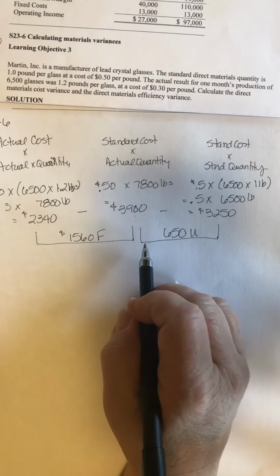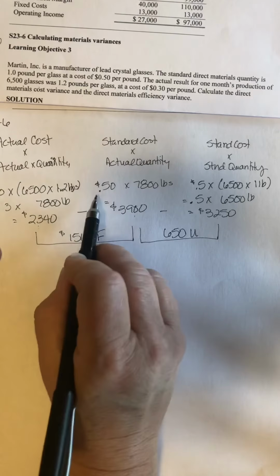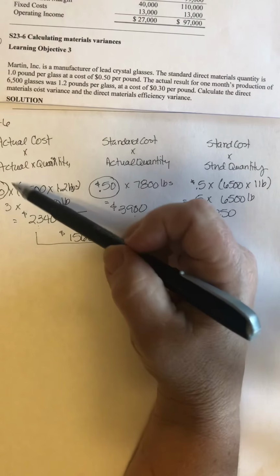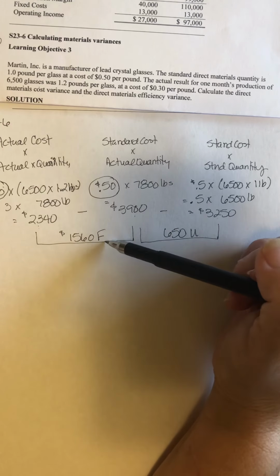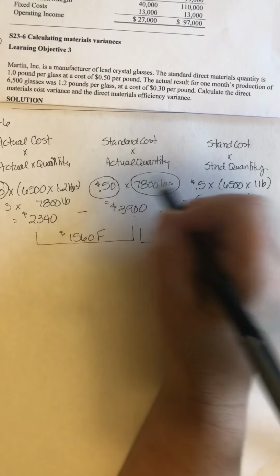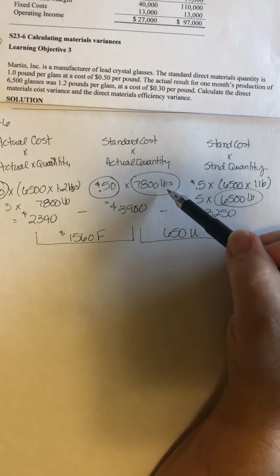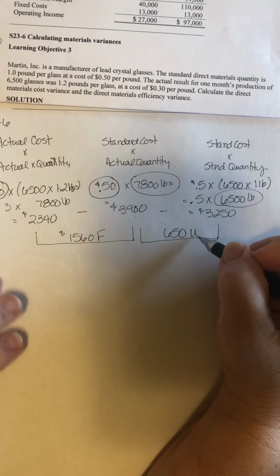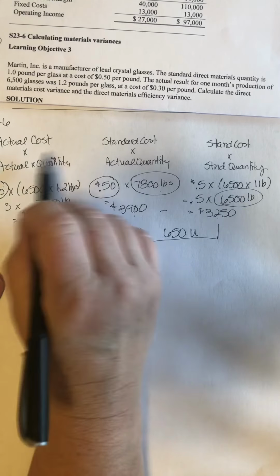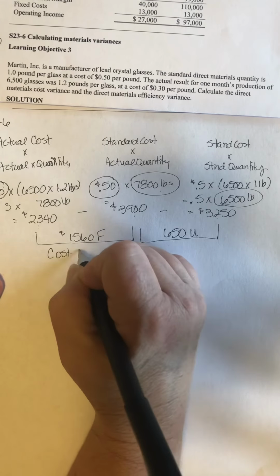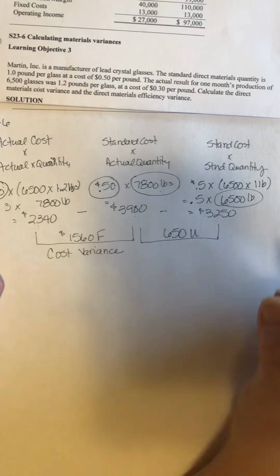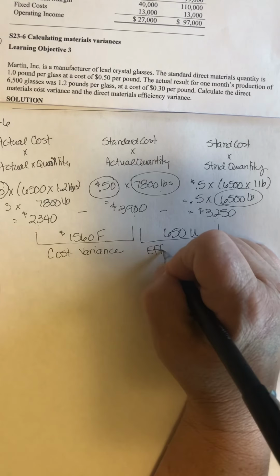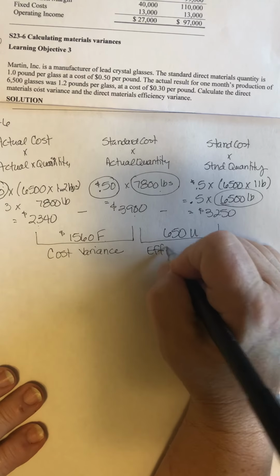All right, now this is working out this way because if you notice, here we're comparing the cost, and we spent 30 cents a pound, and we had budgeted 50 cents. So since we spent less than the budget, it's favorable. This one is comparing the pounds that were used. We actually used 7,800 pounds, but we should only have used 6,500 pounds. So that makes it unfavorable. Cost is what we're comparing here, so this is our cost variance. Here we're comparing the amount of material used. That's our efficiency variance.